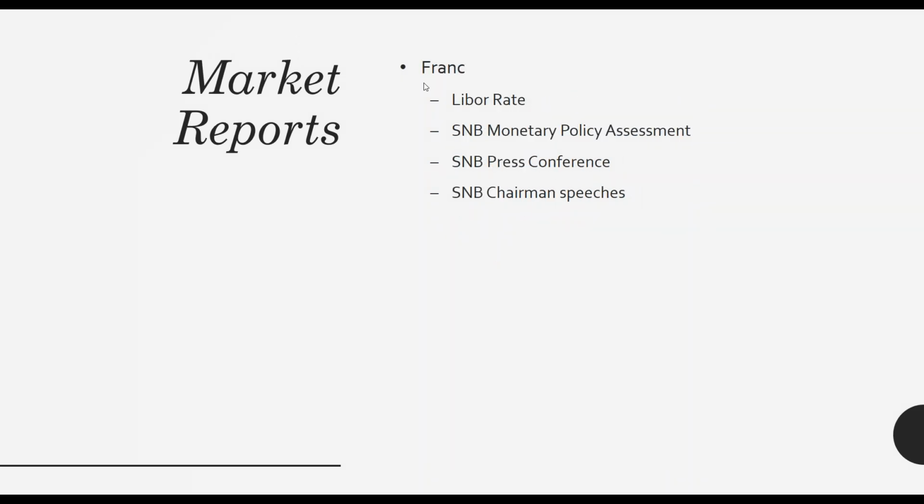Then on the Swiss franc side, you have the LIBOR rate, the SNB monetary policy, the press conference, and the speeches. Again, these are ones I do not trade on the Swiss franc because it usually doesn't make enough volatility for me to actually go in there and trade these, okay? But if you like the franc, then these are the ones that you would pay attention to.